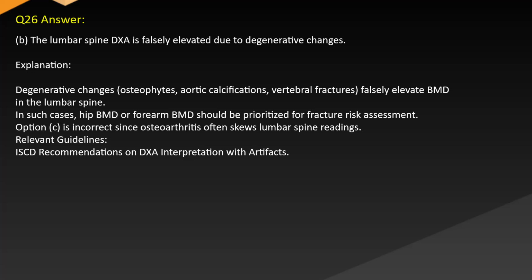Answer B. The lumbar spine DXA is falsely elevated due to degenerative changes. Explanation: degenerative changes, osteophytes, aortic calcifications, and vertebral fractures falsely elevate BMD in the lumbar spine. In such cases, hip BMD or forearm BMD should be prioritized for fracture risk assessment. Option C is incorrect since osteoarthritis often skews lumbar spine readings. Relevant guidelines: ISCD recommendations on DXA interpretation with artifacts.